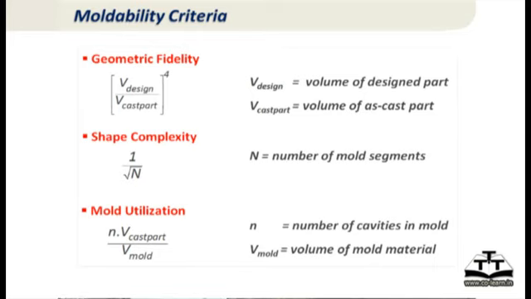Then what about mold utilization? How do you calculate that? N is the number of cavities, v is the volume of each cavity, and V is the volume of the total mold. So number of cavities times cavity volume divided by total mold volume gives you the mold material utilization.